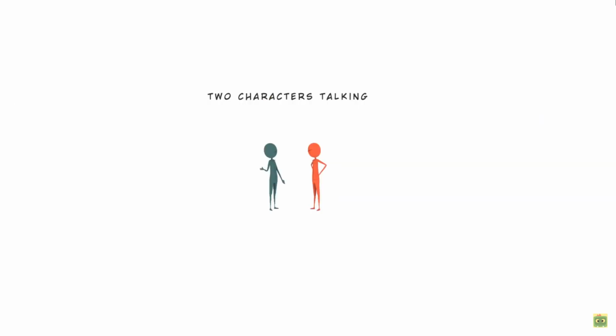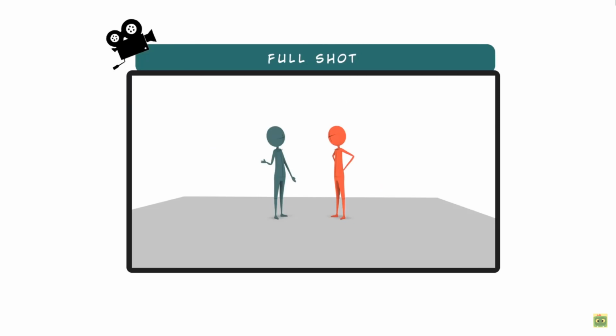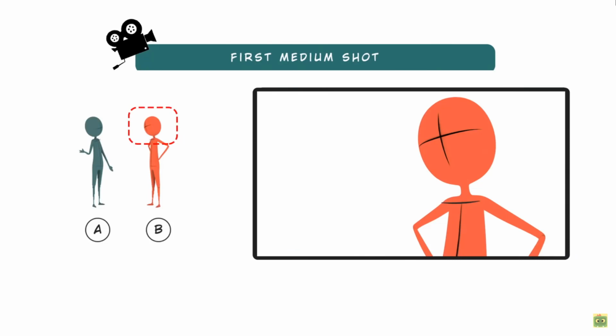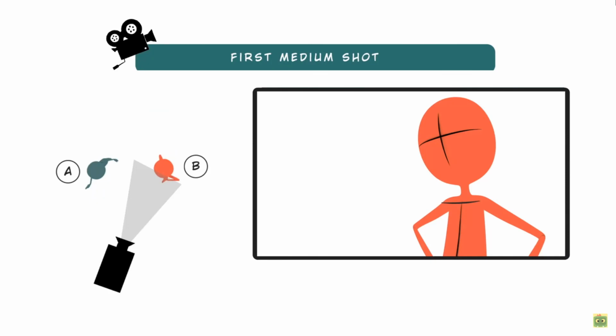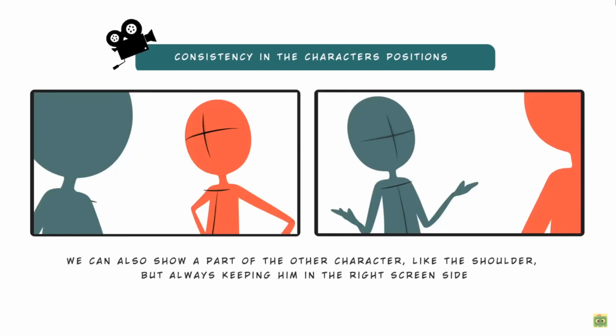If we have a dialogue between two characters, so we create a series of cutscenes from one character speaking to the other, we could have a first full shot showing both of them in front of each other, posed so that we can see their faces. So we have two characters, one on the right and one on the left. When we create the following medium shots showing just one of them speaking, we must keep consistency with this position. So the character on the right will always be framed in the right part of the screen, and the opposite for the other one, in order not to confuse the user.